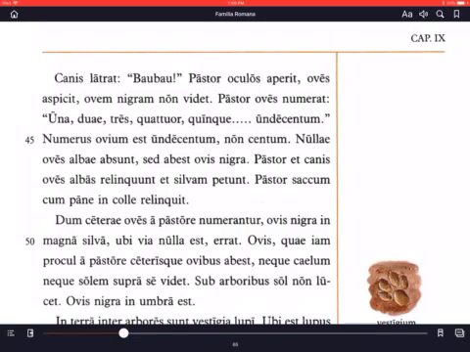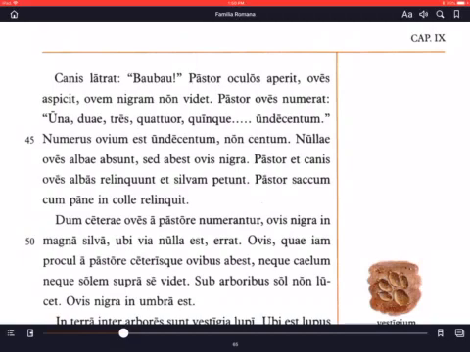I guess by sight he would recognize the black sheep is missing, but then once he counts to 99, he knows that none of the white sheep are missing too. It's just the black one. Numerus ovium est undecentum, non centum. The number of the sheep is 1 from 100, or 99, not 100. Nullae oves albae absunt. No white sheep are absent. Sed abest ovis nigra, but the black sheep is absent, is away.